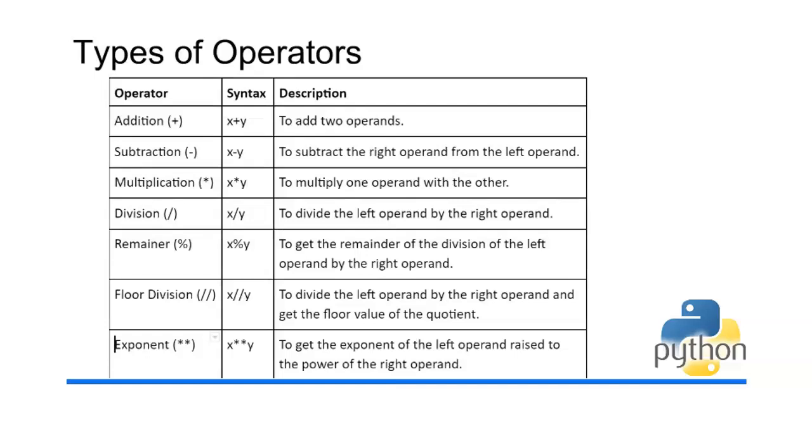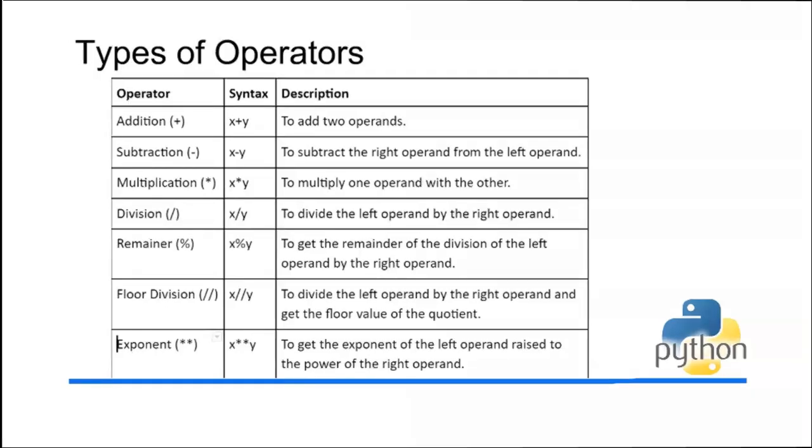There are several types of operators. Arithmetic operators perform basic mathematical operations. Comparison operators compare values, logical operators evaluate logical expressions, assignment operators assign or update values, and membership operators check for membership within sequences like lists or strings. Each operator type serves a specific function, helping manage data efficiently in Python code.